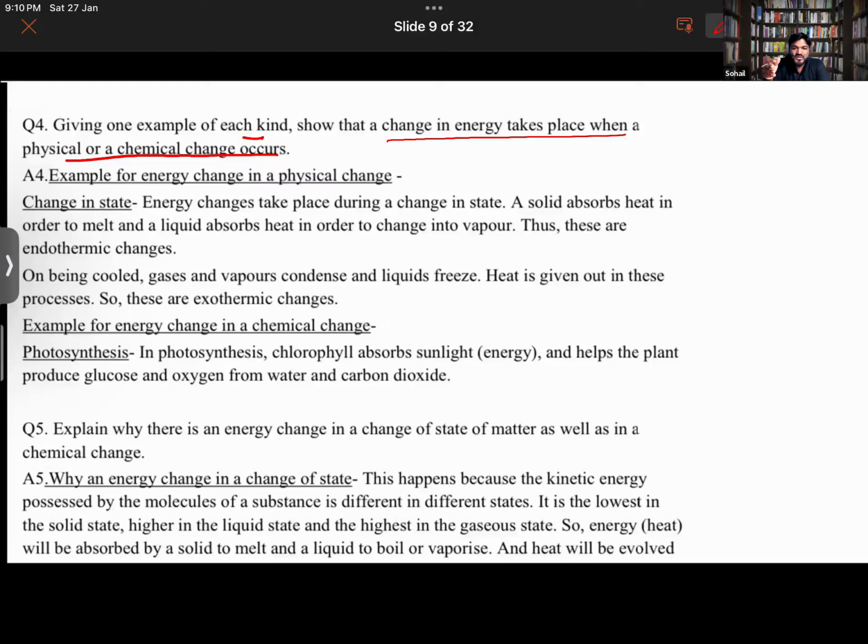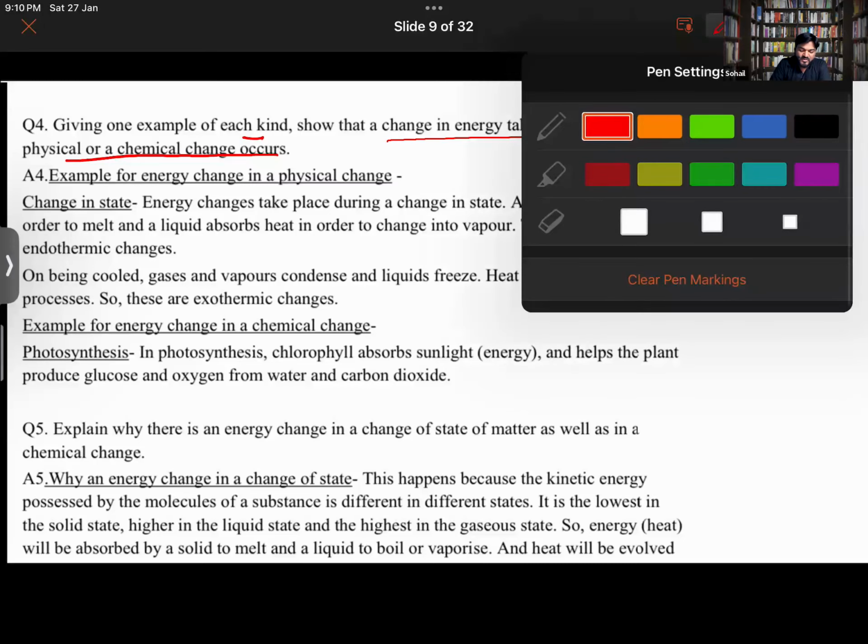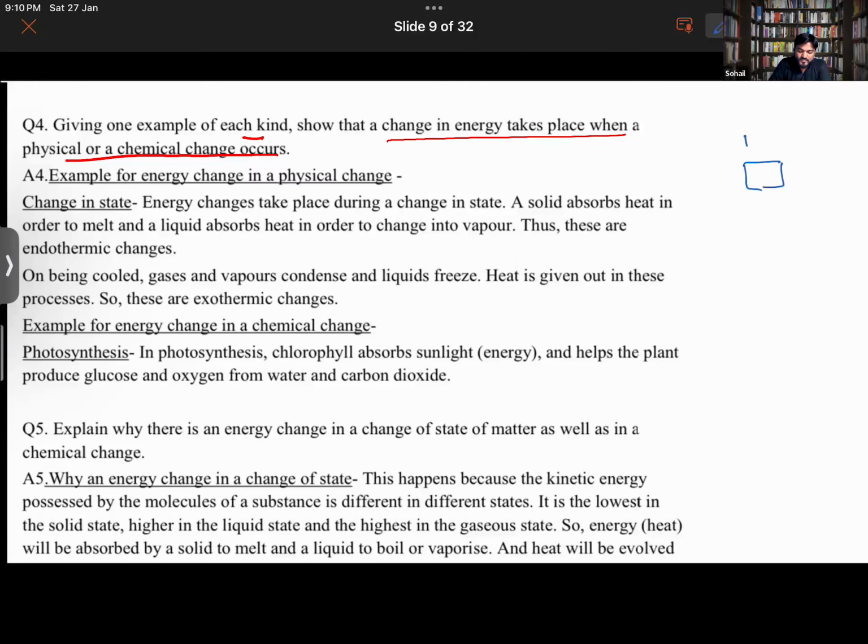So for change in state, for example, energy change is happening when a solid absorbs heat in order to melt. The previous example which we just discussed moments ago. You can understand it in this manner also. For example, when you are holding ice cubes on your hand, why do you feel very cold? Because of the heat in our hand. Because the ice cubes are absorbing heat from our hand. So their energy is being absorbed by it, right?